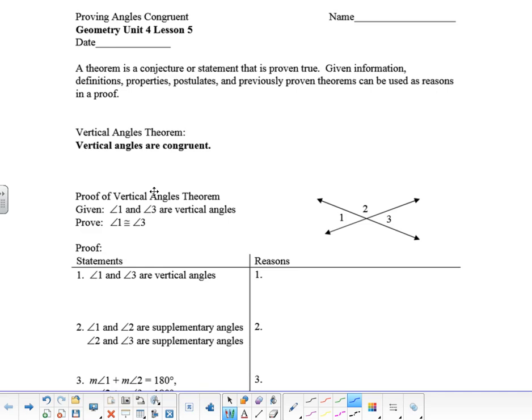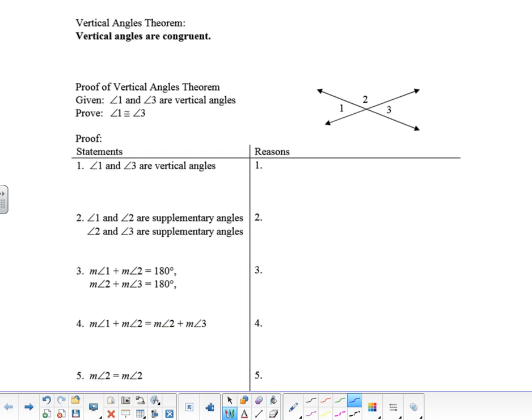And at the beginning here, we have a definition of a theorem. A theorem is a conjecture or statement that is proven true. So given information, definitions, properties, postulates, and previously proven theorems can be used as reasons in the proof. The difference between a theorem and a postulate or a property is we have to prove that the theorem is true. Throughout the course of the year, we're going to prove not all of the theorems, but we'll prove some of the theorems to show that.